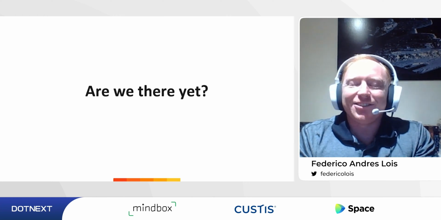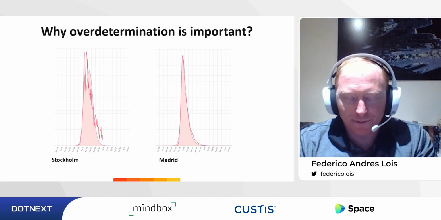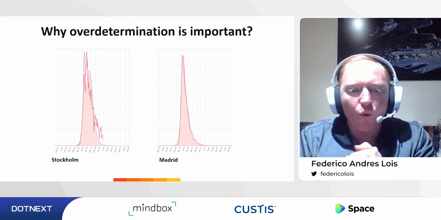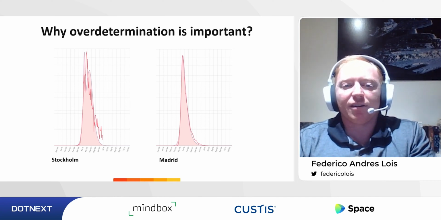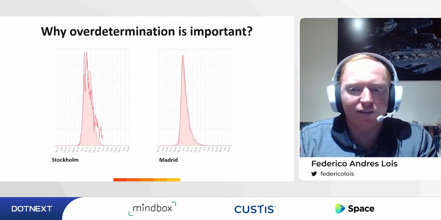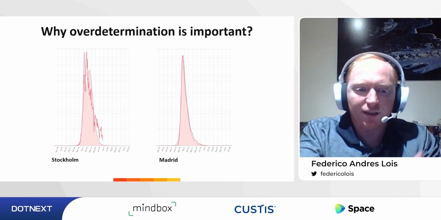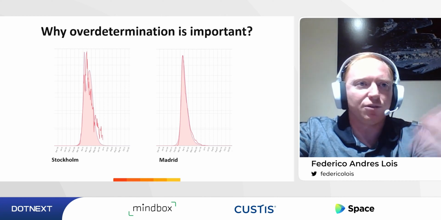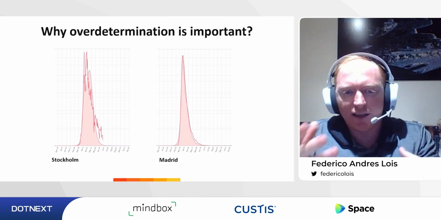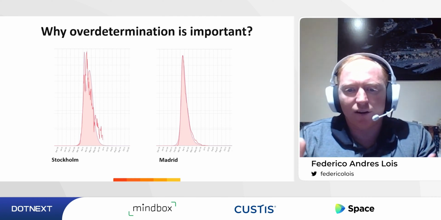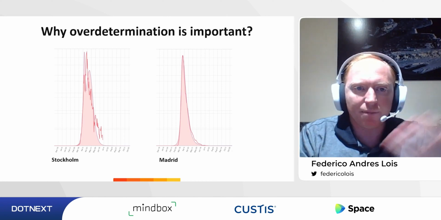So are we there yet to forecast? Sadly, no. I'm going to tell you why underdetermination is important, which is this. There's no way you can actually know what happened in Stockholm and what happened in Madrid. If you look at their behavior, if you smooth the curve enough, because the total deaths in Madrid versus Stockholm is 8,000 to 2,000 something, those ups and downs that you see in the curve can actually be smoothed, and you're going to look at them and say, I don't see anything. And it makes sense.